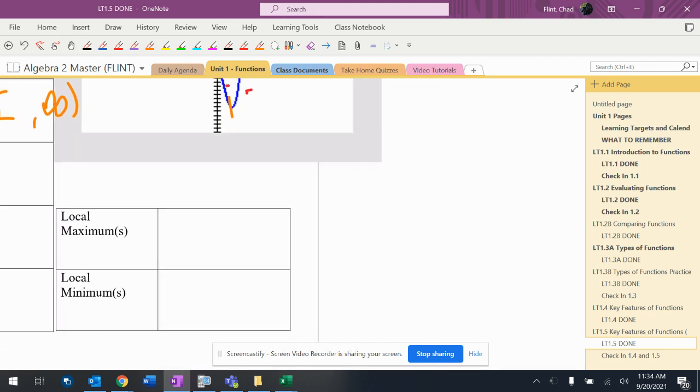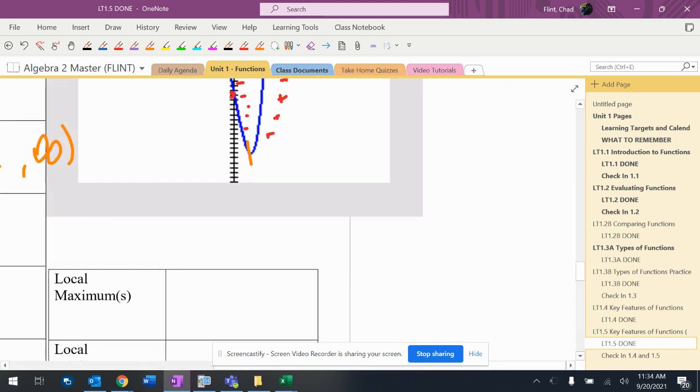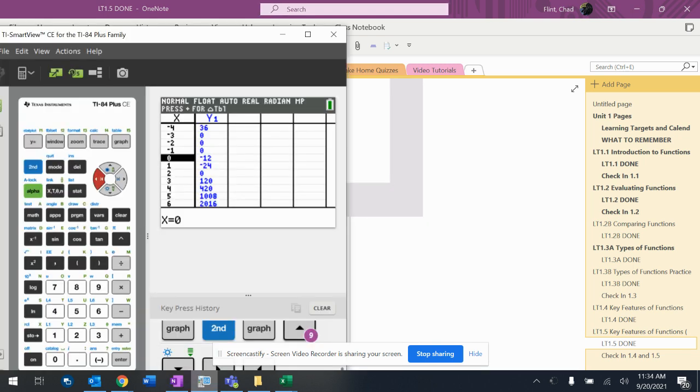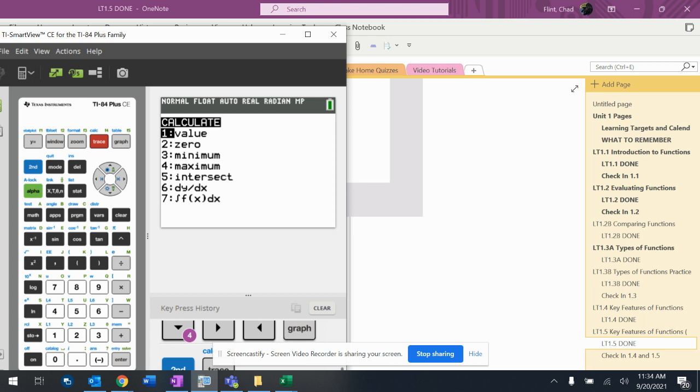I'm going to go over here. Now, I can tell that it's right there, but I don't really want to estimate it. I want to know for sure what it is. So what I'm going to do is go back on the graph, and then calculate something. So I'm going to hit second and then trace. All right, second trace, and this lets me calculate different things: value, zero, max, min, intersect. Lets me calculate stuff.